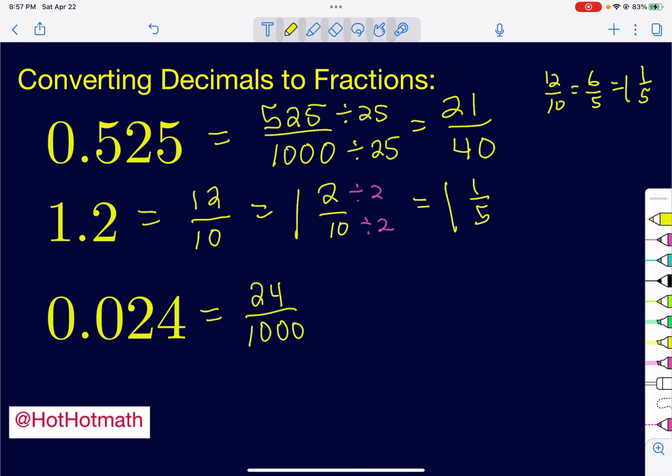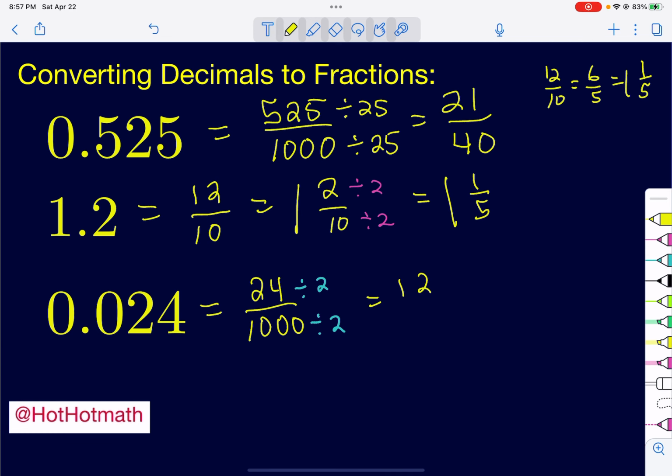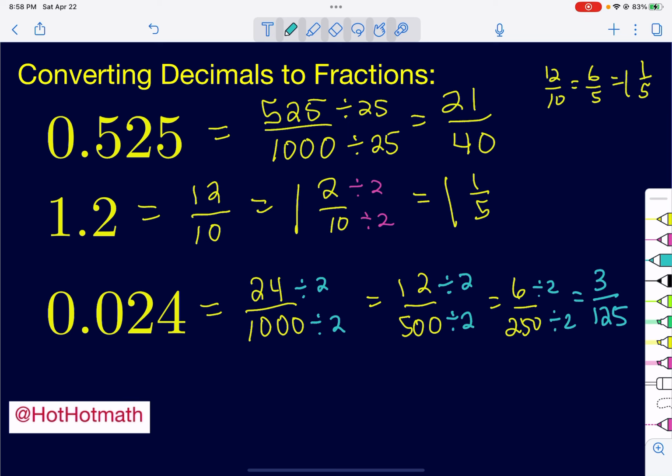Now, if you can't think of how that reduces, one little trick. If the top and the bottom are both even, you can divide by 2. So I could divide the top and the bottom both by 2. So that's 12 over 500. They're still both even. You can do it again. You get 6 over 250. Oh, still both even. We can do it again. And we get 3 over 125.